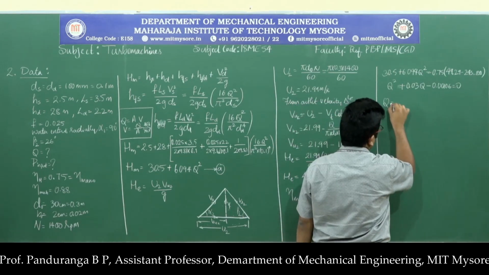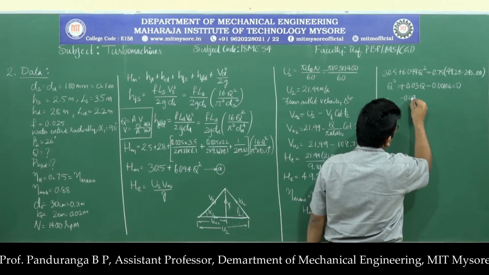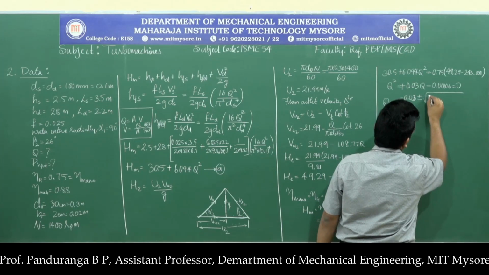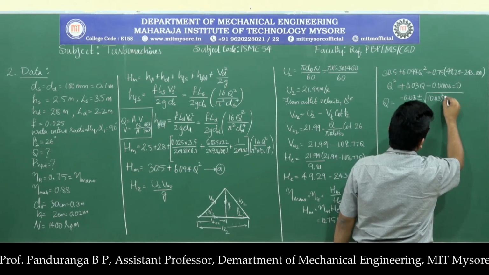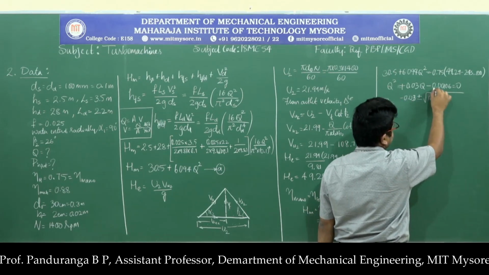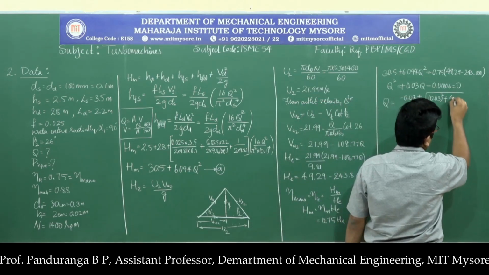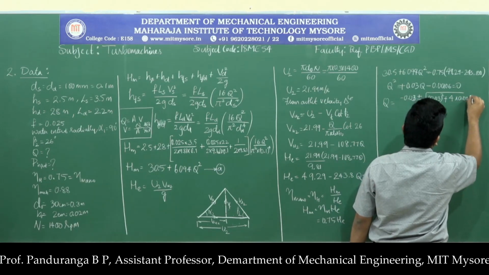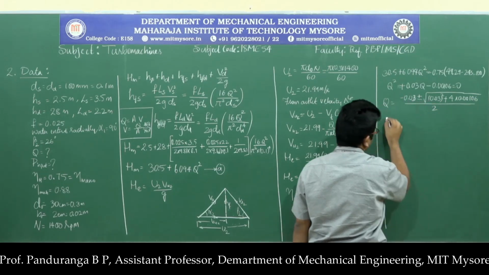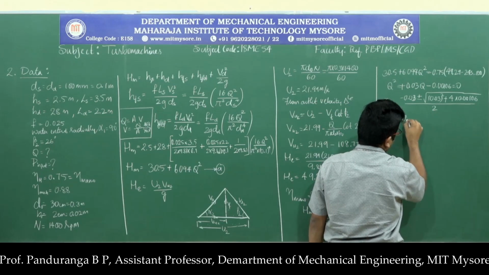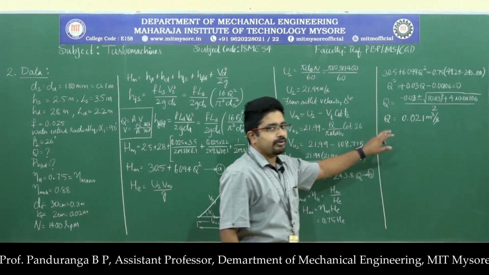So Q can be written as minus B, 0.03 plus or minus root of B square, which is 0.03 square, minus 4AC, C is minus 0.00106. So I'll write it as plus 4 into 0.00106, everything divided by 2A, which is 2. So from this we get Q as 0.021 meter cube per second. So now we have the discharge.